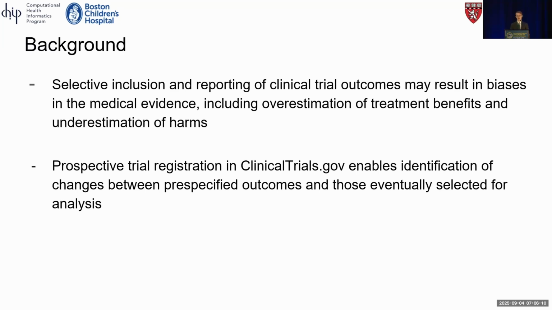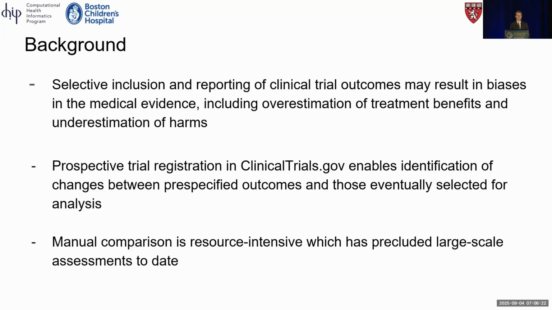ClinicalTrials.gov keeps track of edits that are made to a clinical trial record over time, so we can look back through the records and identify changes that were made between trials' prospectively registered outcomes and the outcomes eventually reported at the end of the trial. So this is a very useful resource, but in a landscape of hundreds of thousands of clinical trial records, it's completely infeasible to manually compare versions for each and every trial.